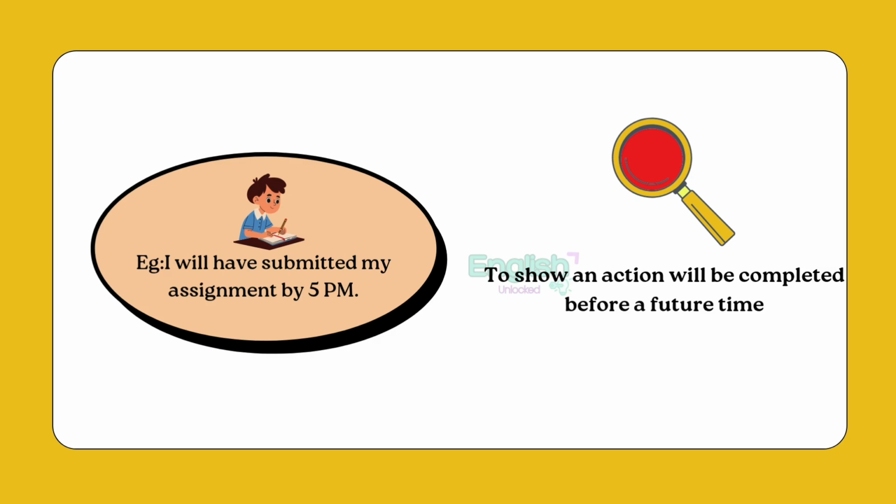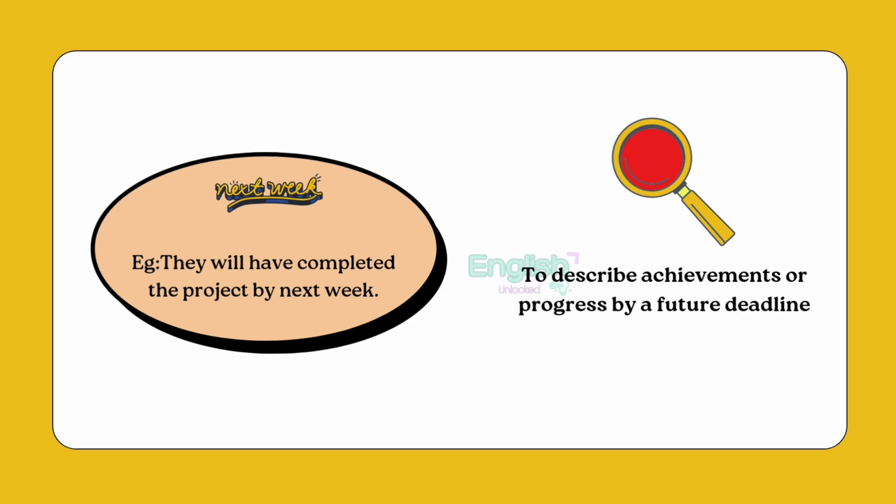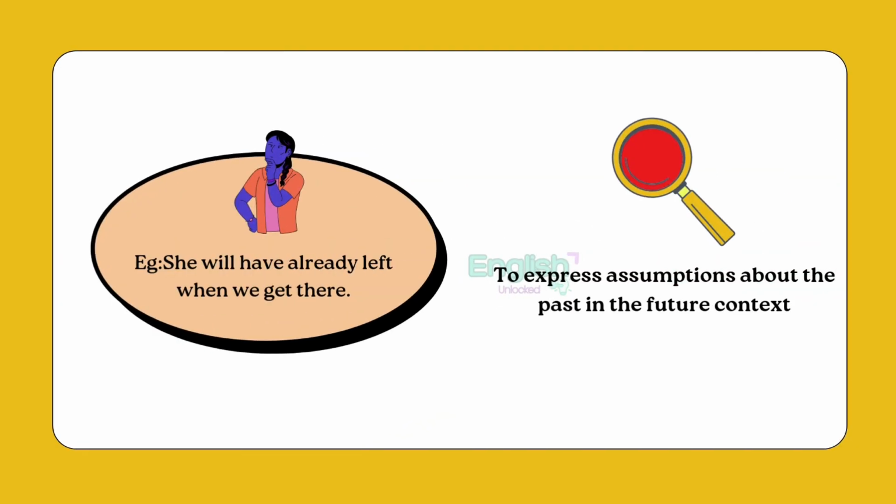For example, I will have submitted my assignment by 5 p.m. This is the action that will be completed at a future time. Next up, it's also used to describe achievements or progress by a future deadline. For example, they will have completed the project by next week. Here I am talking about an action they will complete by next week.